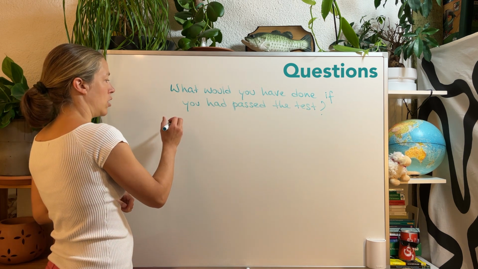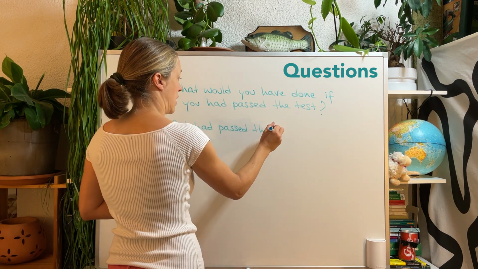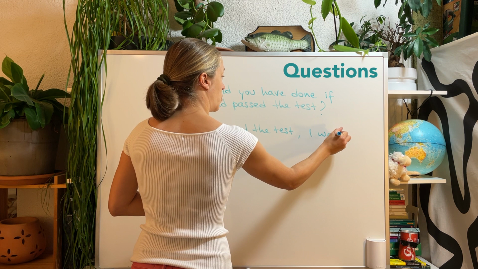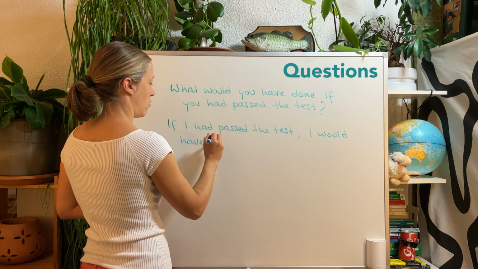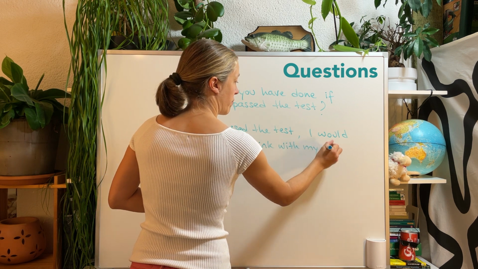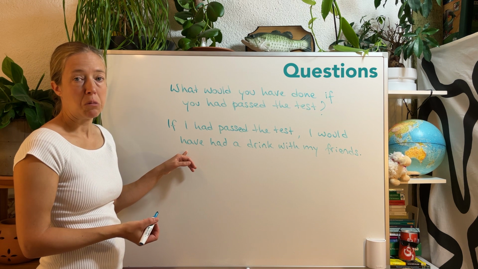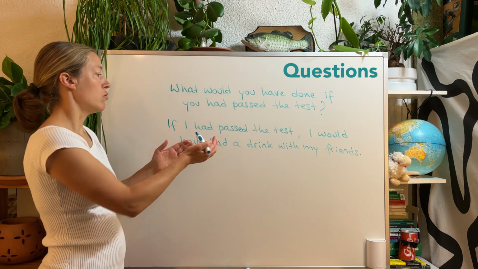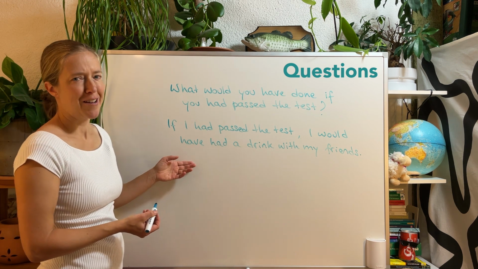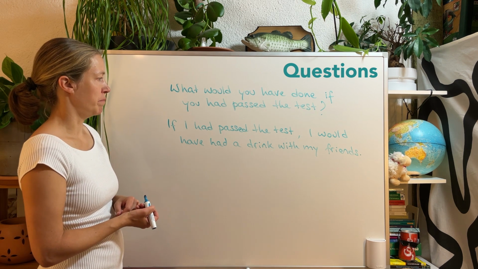Maybe. If I had passed the test, I would have had a drink with my friends. Si j'avais réussi le test, j'aurais bu un verre avec mes amis, mais je n'ai pas réussi le test, donc je n'ai pas bu le verre avec mes amis. Au lieu de ça, j'ai continué à étudier, par exemple.